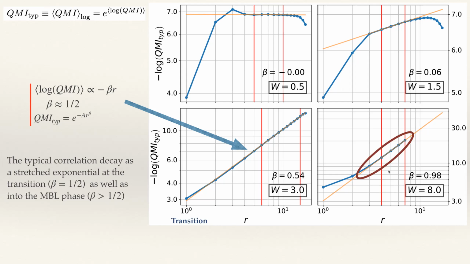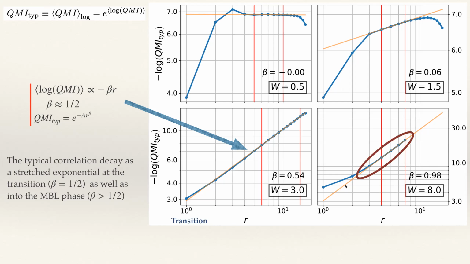As you go deeper into the MBL phase, it is still the case that at large R you get something that looks linear, although it's not invariant in the sense that at small R it falls off. That's okay. Really, all you care about is the large R behavior, although the data is not as good, this is still linear. It's still a stretched exponential. This is W of 8, deepish in the MBL phase. The exponent has changed. It's no longer 0.54. It's 0.98.